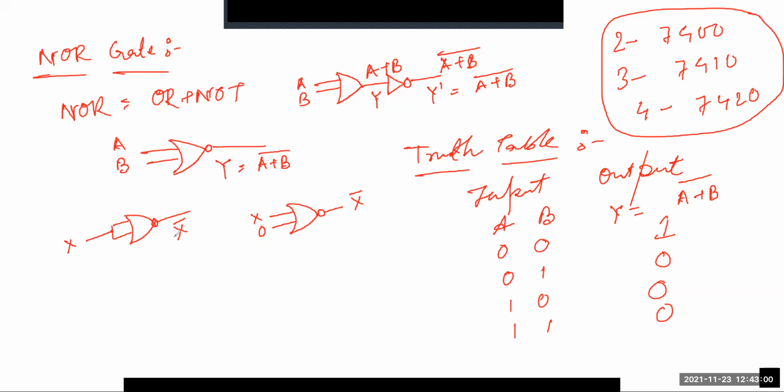Now one thing, the bubble NOR gate. The bubble NOR gate is equivalent to an AND gate. So how is it equivalent to an AND gate?